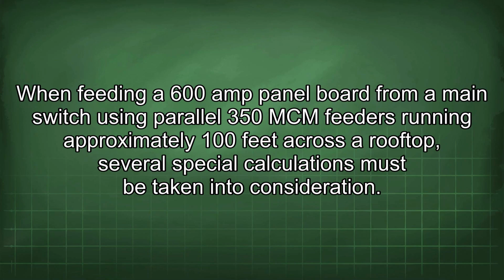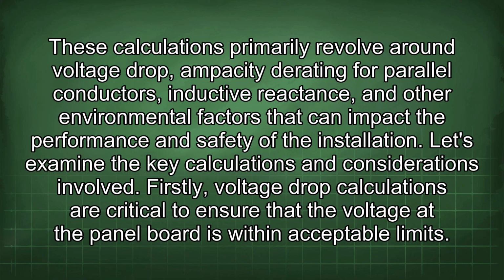When feeding a 600 amp panel board from a main switch using parallel 350 MCM feeders running approximately 100 feet across a rooftop, several special calculations must be taken into consideration. These calculations primarily revolve around voltage drop, ampacity derating for parallel conductors, inductive reactance, and other environmental factors that can impact the performance and safety of the installation. Let's examine the key calculations and considerations involved.